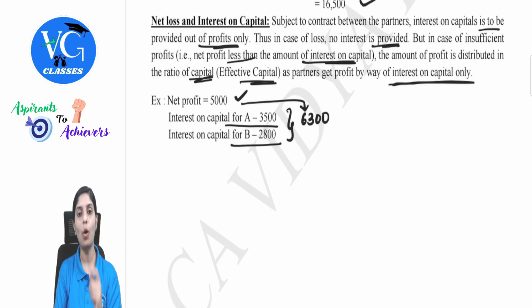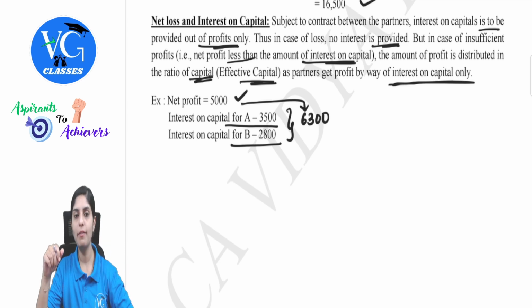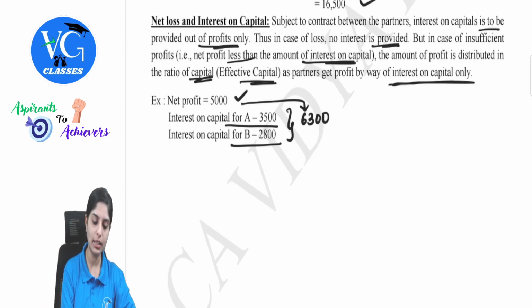In this case, what the provision specifies is we will apportion the available profits in proportion of their ratio of capital. Now, when you are given interest on capital, this is nothing but interest charged on the capital balance provided, yes or no? So if this is available to us, don't you think we can find out what the capital ratio is? How can we find out? See, 3,500, that is for A, and 2,800 for B.